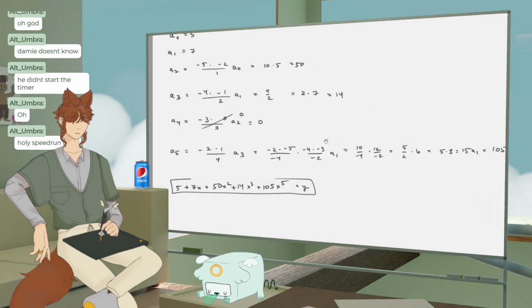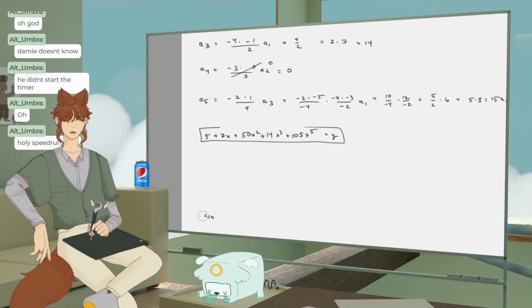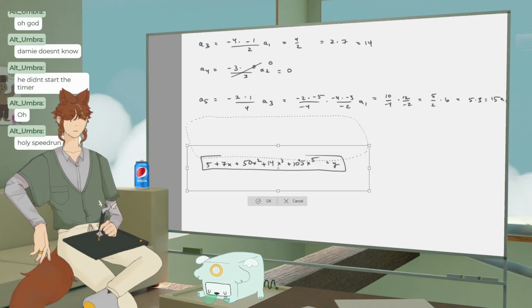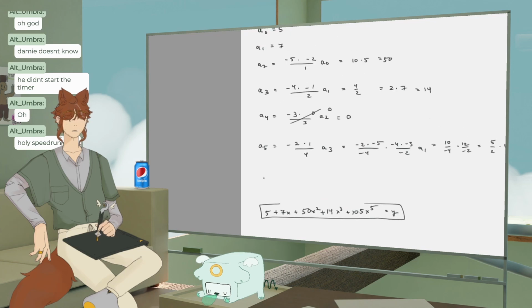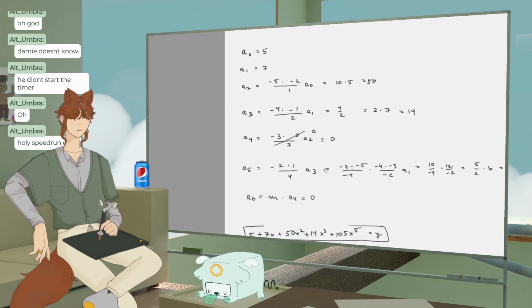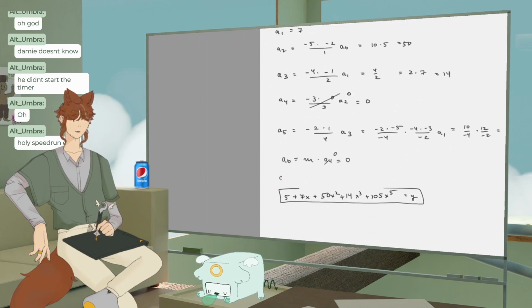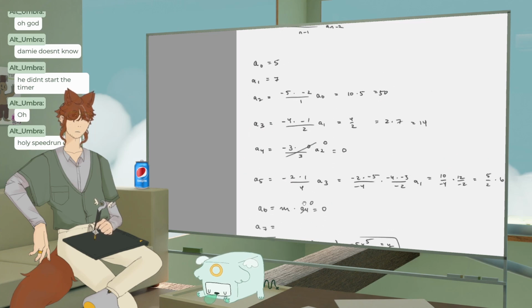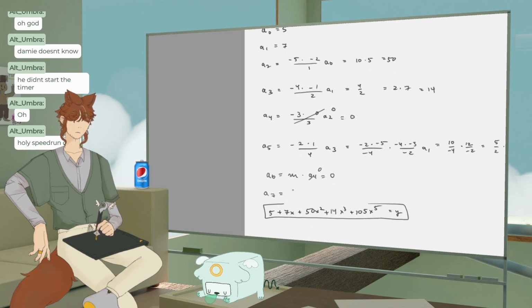See, that one's 0. I guess I should probably say that A6. Wait, I probably should say how A7 is 0. Right, so A6 equals something times 0 times A4 equals 0. And A7 equals 0 times n minus 4.